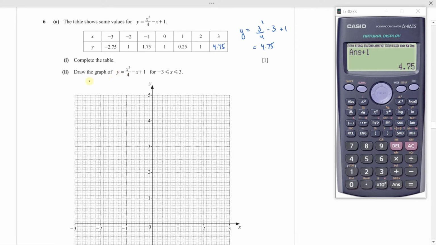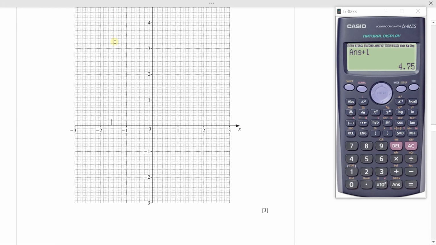The next part is you have to draw the graph of this equation for x from minus 3 till 3. So let's plot this table. Your first value is minus 3 and minus 2.75. So minus 3 and minus 2.75 will be in the middle of this small block here.